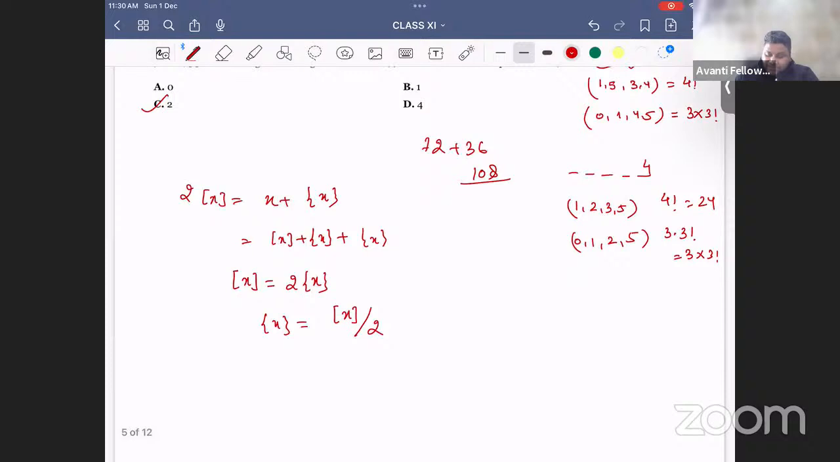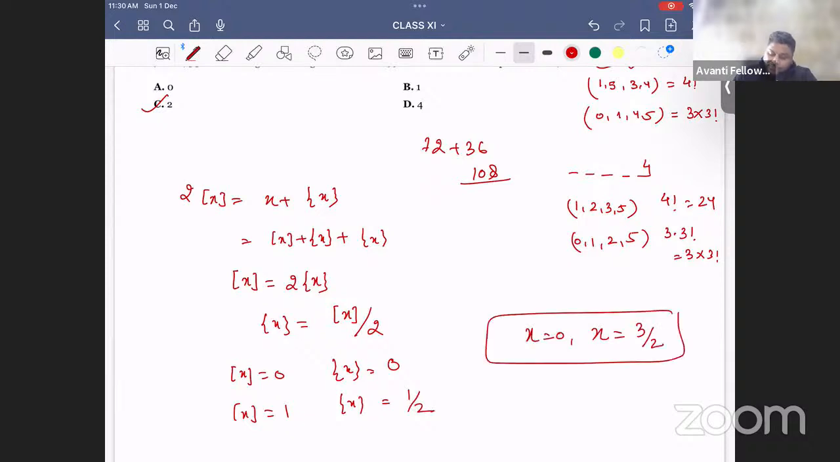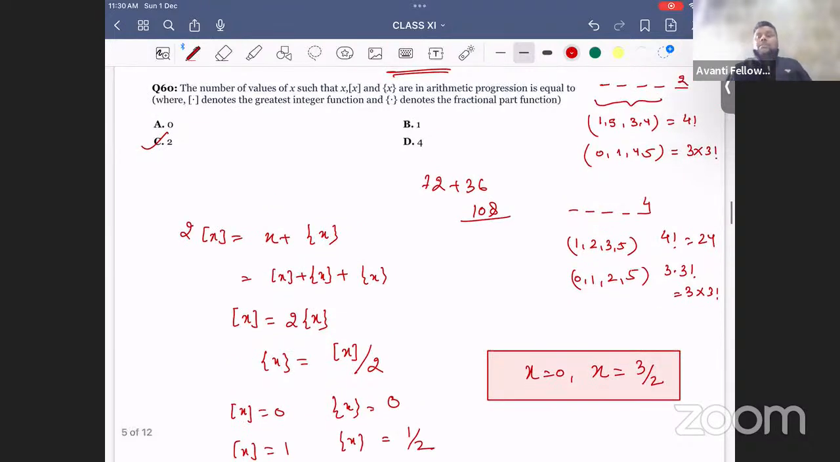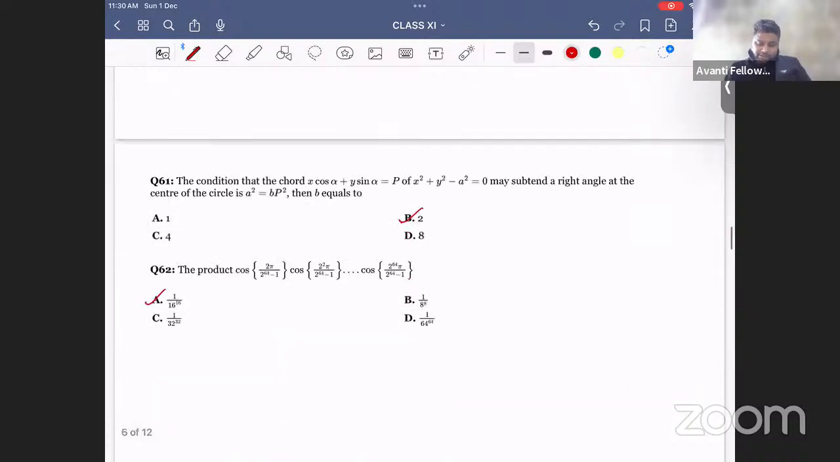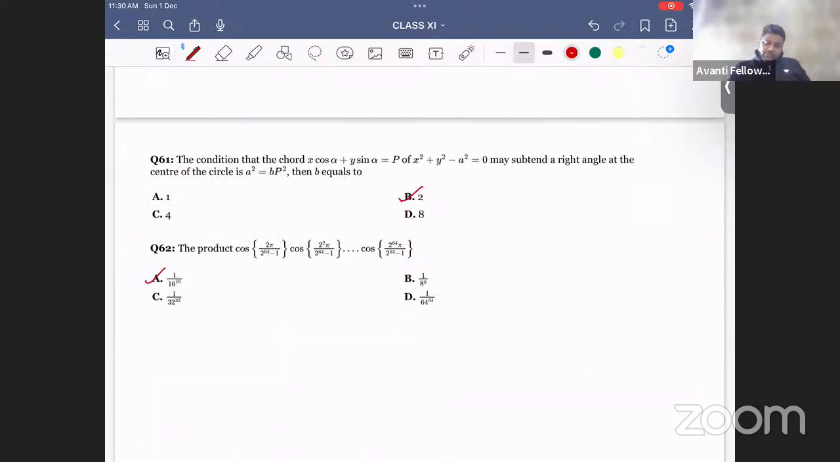Now see, definitely if [x] is 0, then the fractional part of x will be 0. If [x] is 1, then the fractional part of x is going to be 1 by 2. So the numbers can be either x equal to 0 or x equal to 3 by 2. That's it. So two numbers are possible. Got it?